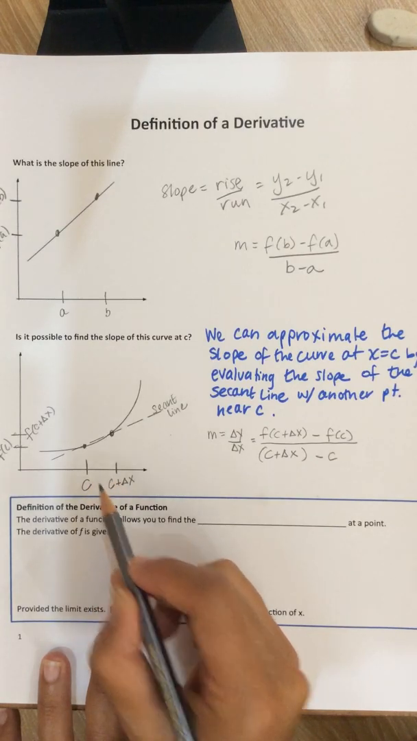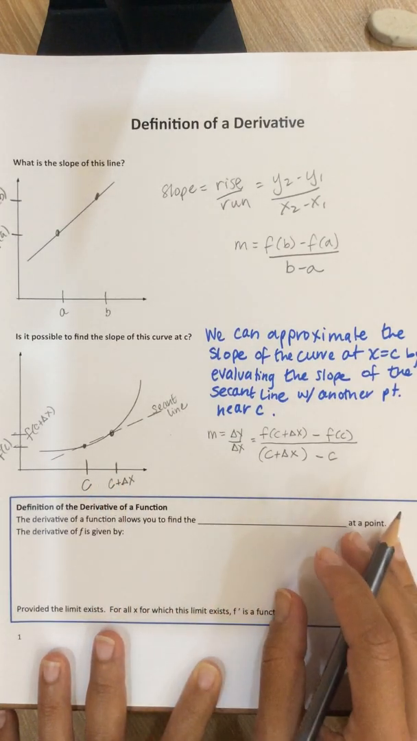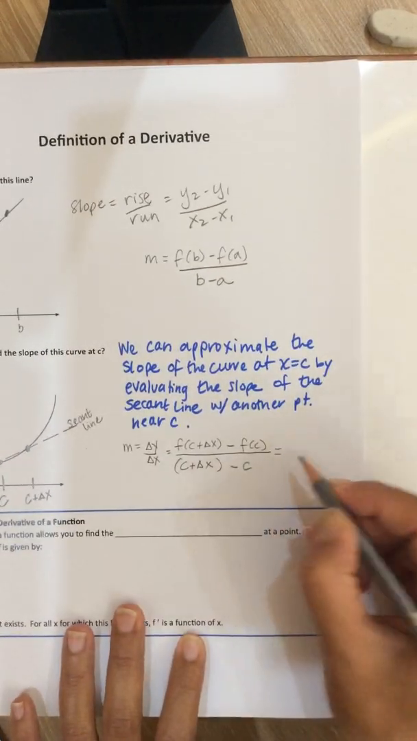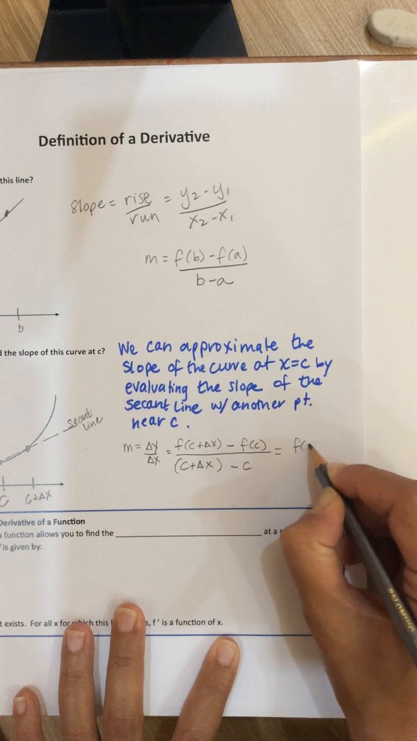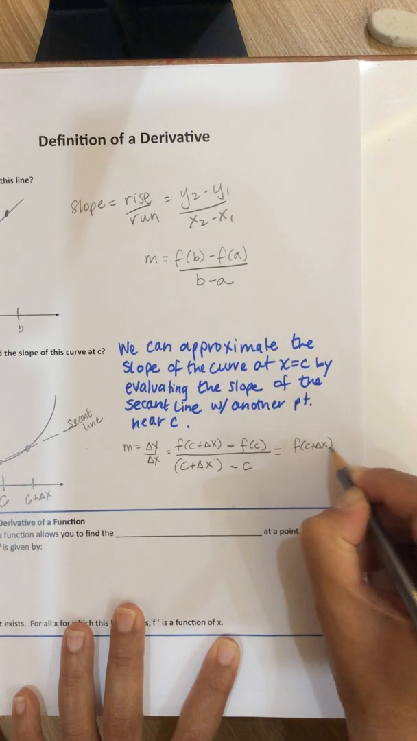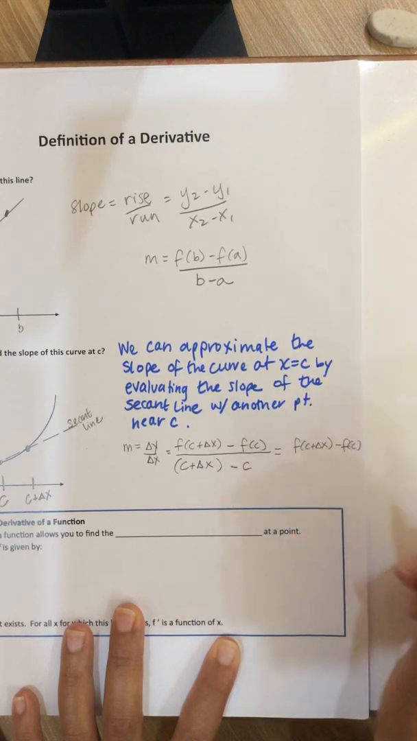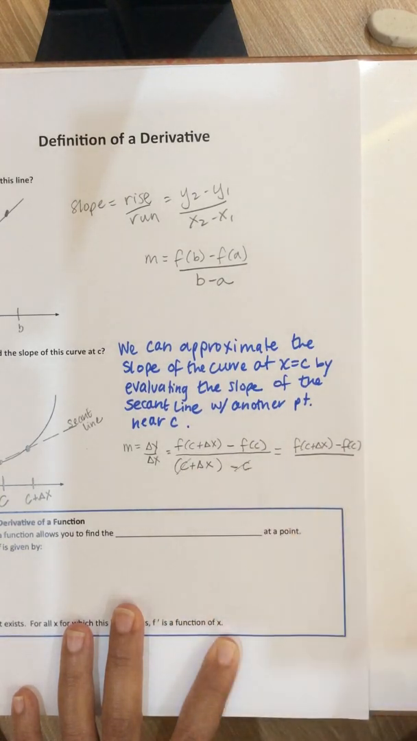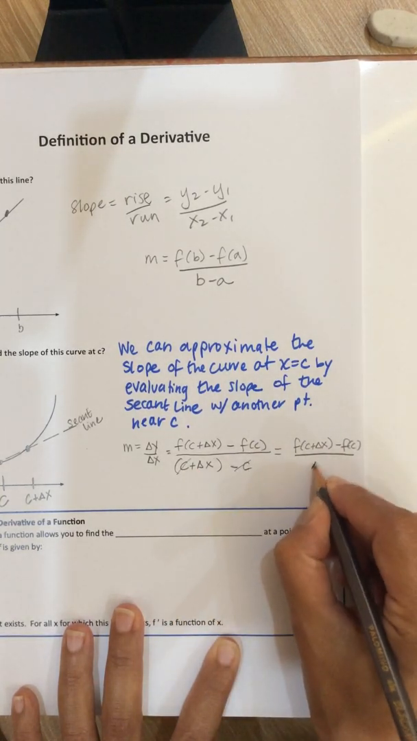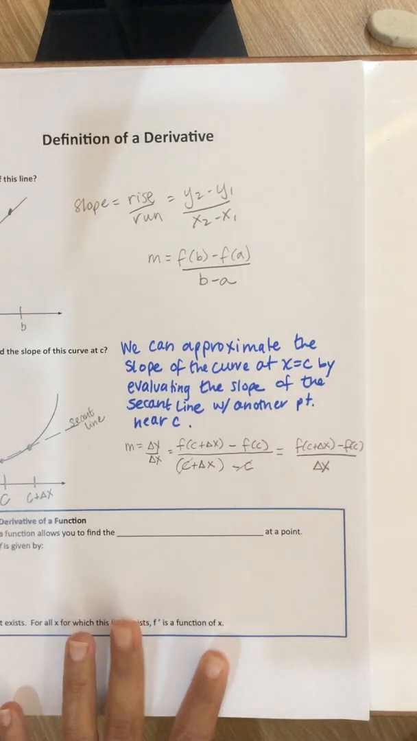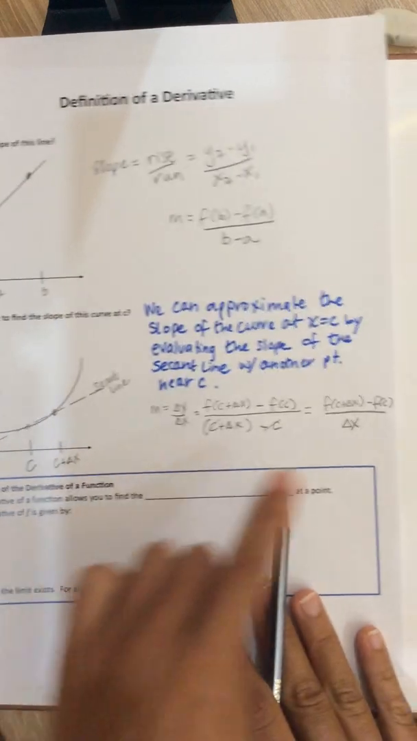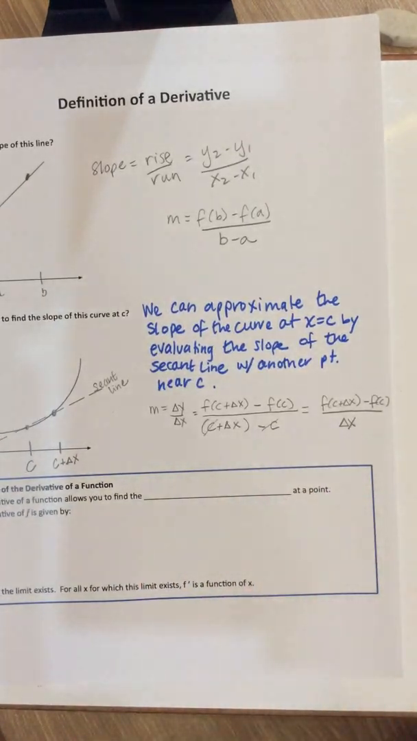Okay, so now let's simplify that. Can we simplify that some more? If I rewrite this, I would end up with f of c plus change in x minus f of c. The top is still the same, but here c take away c is nothing, so all that's left on the bottom is change in x. So I could find the slope of this secant line by doing that if I knew all the numbers.